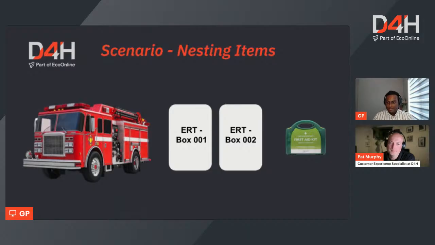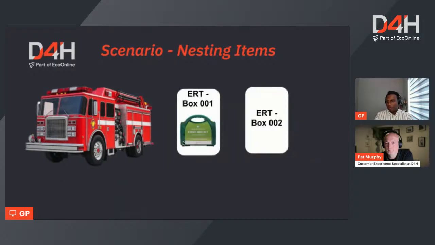So imagine the scenario here is that you have a fire truck. Inside the fire truck, you have two compartments. The compartment names are ERT box 1, ERT box 2, and our objective is to place one of the first aid kits in one of the compartments we have. So I'm going to be selecting ERT box 1. So ideally, this is what we want to end up with once we set this up in D4H.